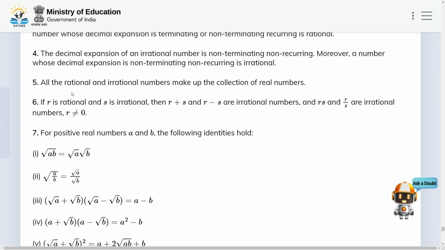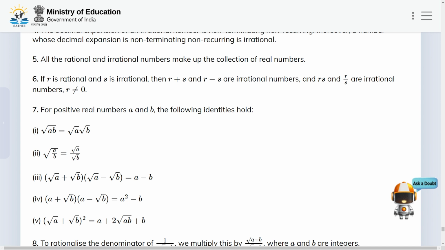And fifth point, which you have studied, regarding rationals and irrationals: if R is rational and S is irrational, then R plus S and R minus S are irrational numbers, and R times S and R by S are also irrational numbers, where R does not equal 0.